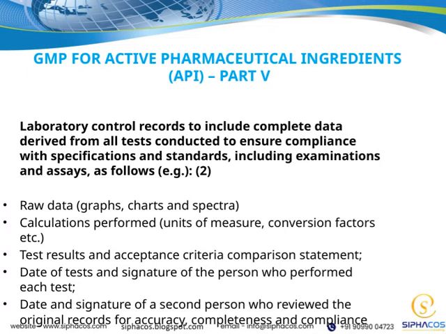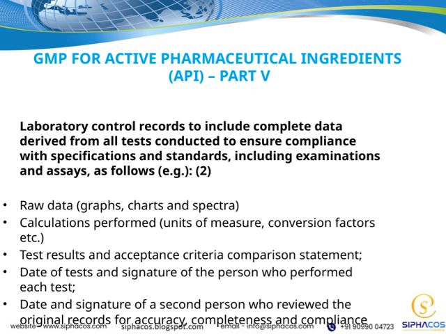Let's talk about laboratory control records and what they should include to ensure compliance with our specifications and standards. First, these records must encompass complete data from all tests conducted, including examinations and assays. This means capturing all raw data like graphs, charts, and spectra, which provide the detailed evidence of the testing process. Next, it's important to document any calculations performed during testing, such as units of measure, conversion factors, and any other computational details. This transparency helps verify the accuracy and consistency of our results.